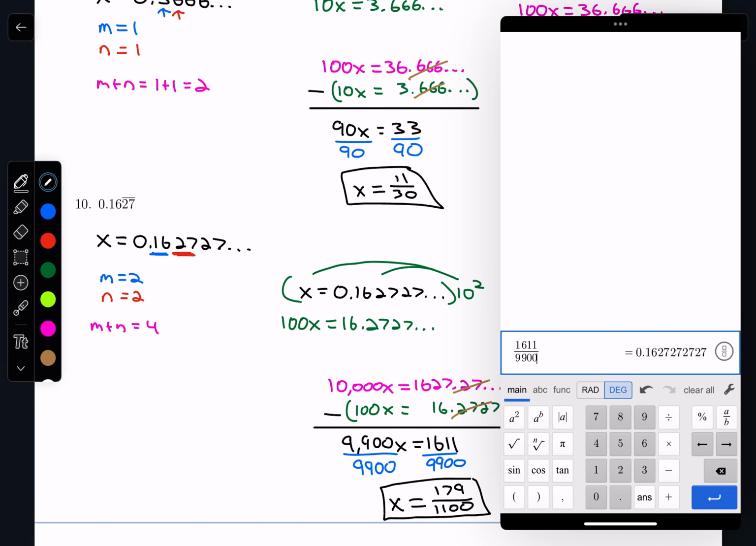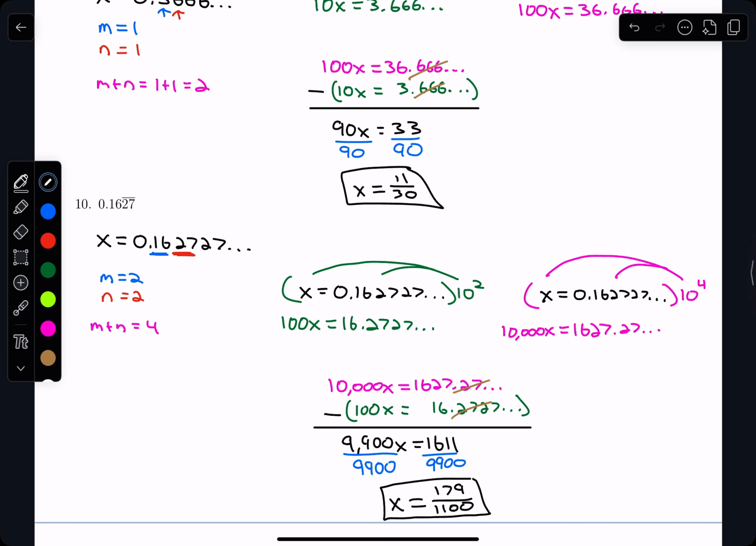0.1627272727, exactly the number we started with. And so we have now shown that all of these repeating decimals are actually rational numbers because we were able to turn them into fractions that are integers over integers. All right, that was, to me, the most fun part of the lesson.